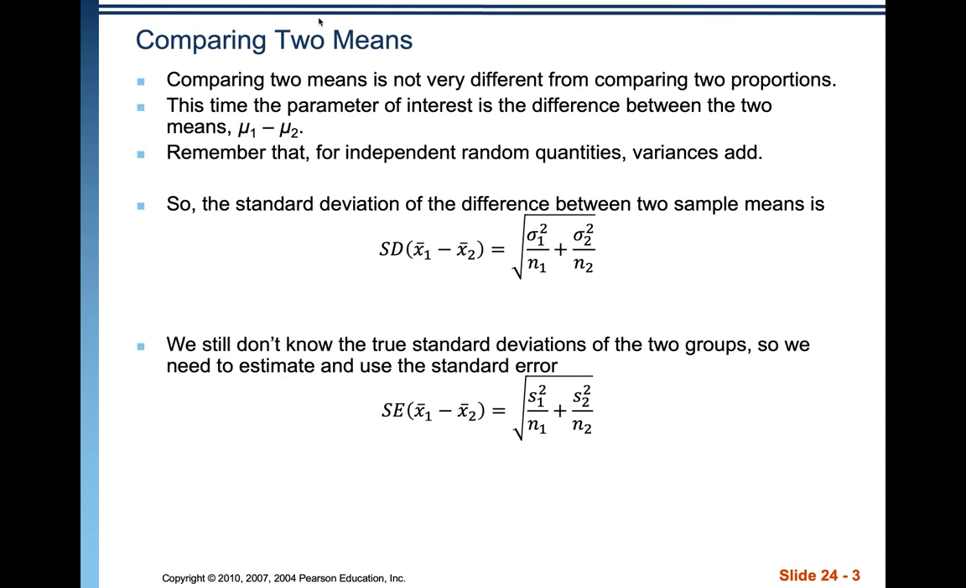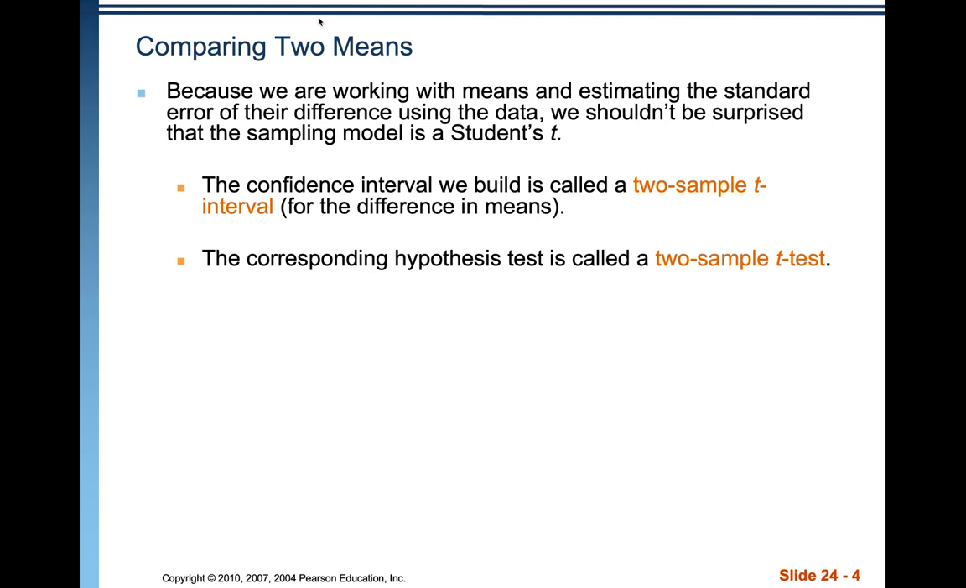So we still don't know the true standard deviations of the two groups, so we're going to need to estimate using the standard deviation of the two samples that we have, and so we will use this standard error for our sampling distribution of the difference of sample means. Because we're working with means and estimating the standard error of their difference using the data, we shouldn't be surprised if the sampling model is Student's t. The confidence interval we build is called a two-sample t interval for the difference in means, and the corresponding hypothesis test is called a two-sample t-test.